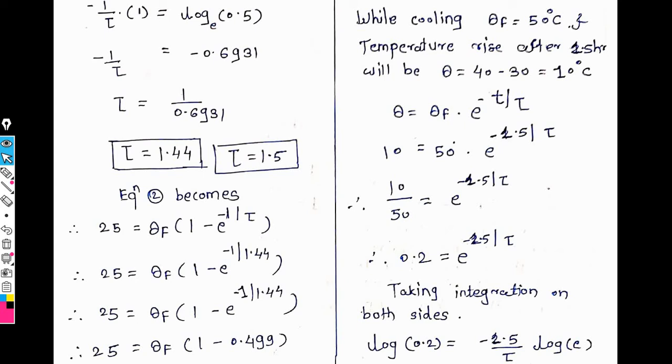Okay, now we have to consider the final temperature, theta f, which is equal to 50 degrees Celsius. This is the maximum temperature rise due to the heating time constant.